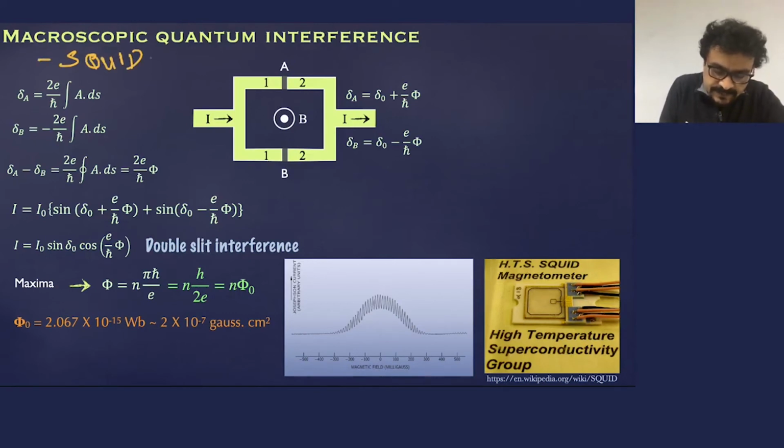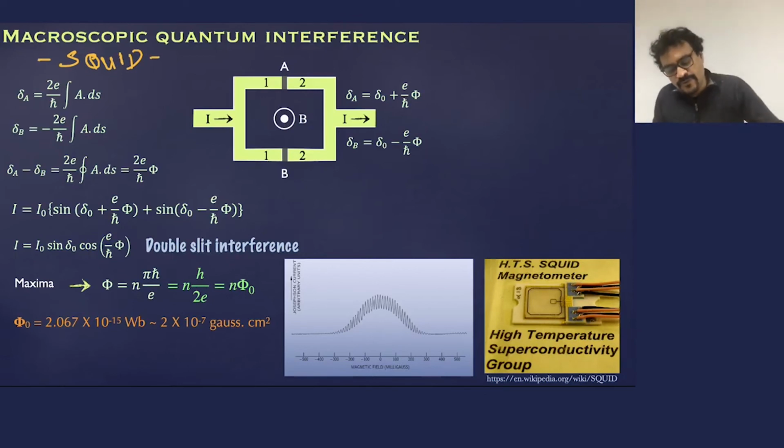SQUID. So we have here two Josephson junctions in parallel. There is one here and the second here, two Josephson junctions in parallel, which are, the whole configuration is like an Aharonov ring, but you have one Josephson junction on each arm of the ring. Okay.